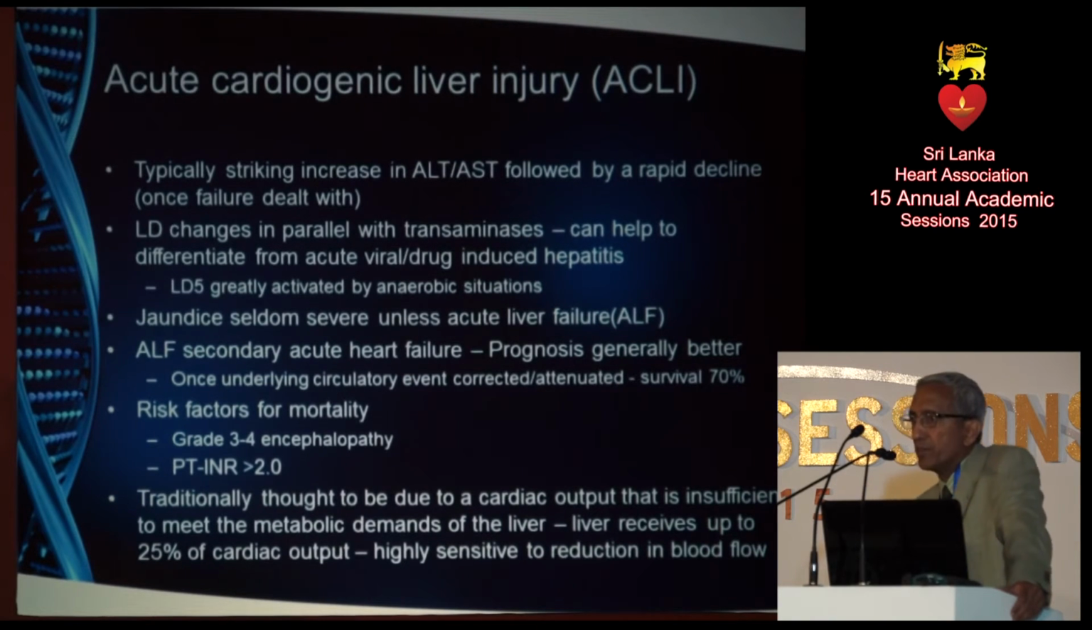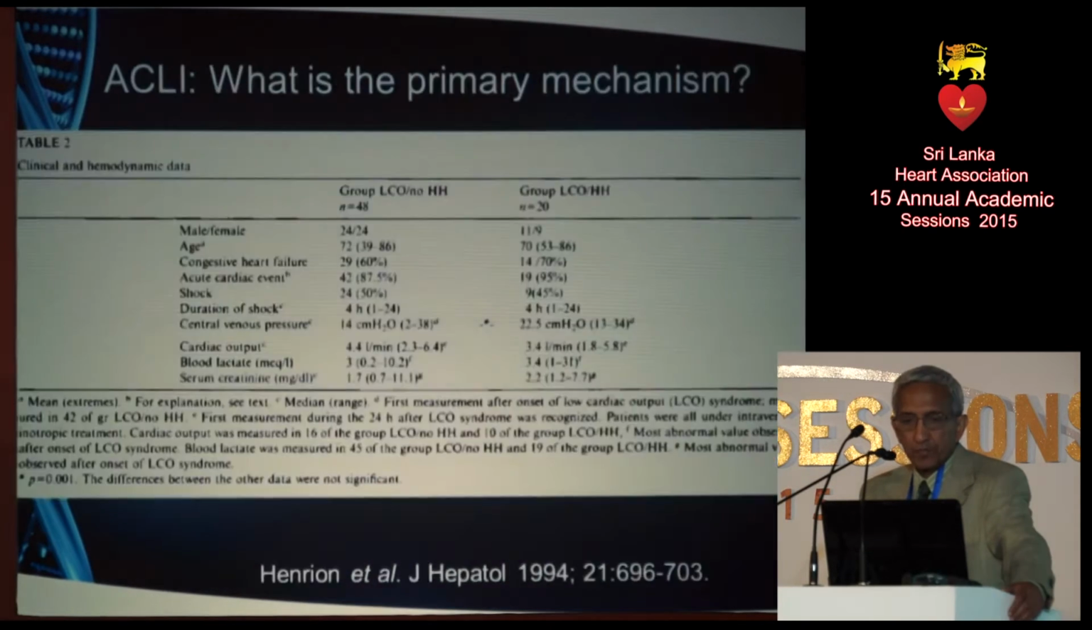What are the risk factors for mortality in somebody who's coming in with heart failure with high ALT values and so on? So if they have any significant degree of encephalopathy, or on the other hand, if their PTINR is greater than 2, those are bad prognostic features. Now, traditionally, the liver injury related to acute heart failure was thought to be related to the low cardiac output, because the liver gets a lot of cardiac output, and obviously the cardiac output is reduced when there's acute hypoperfusion.